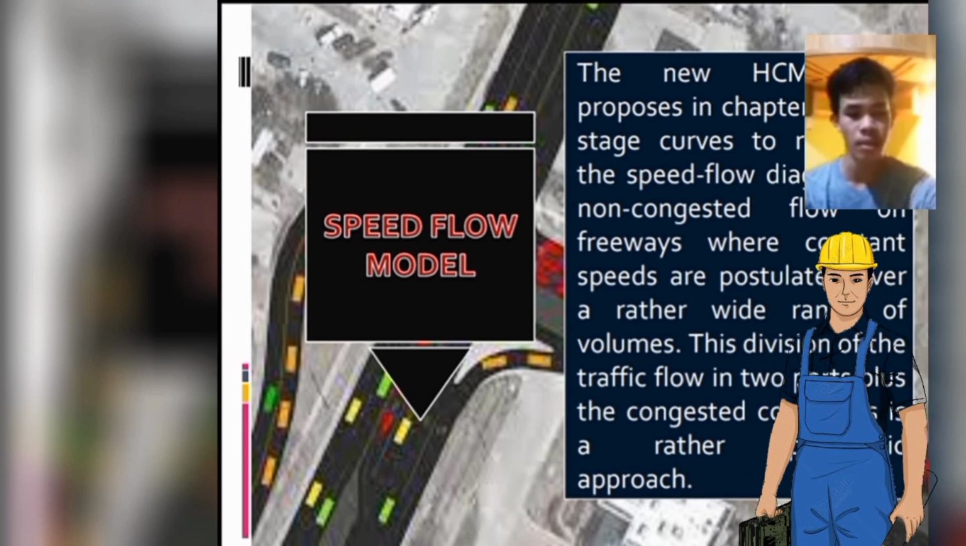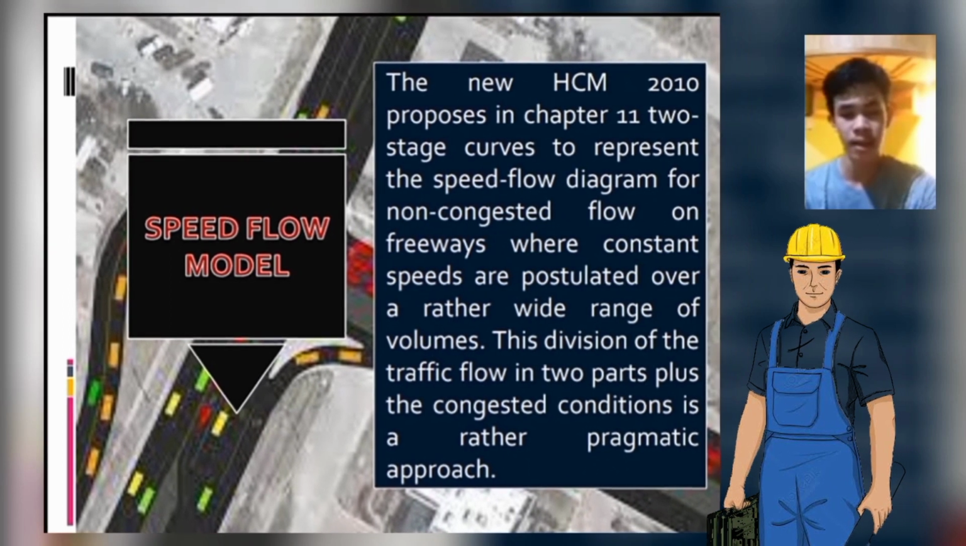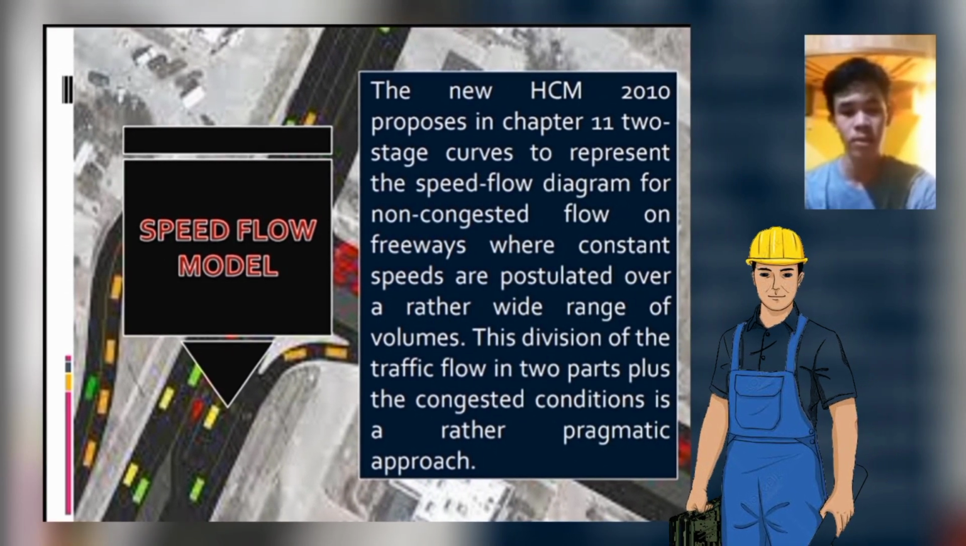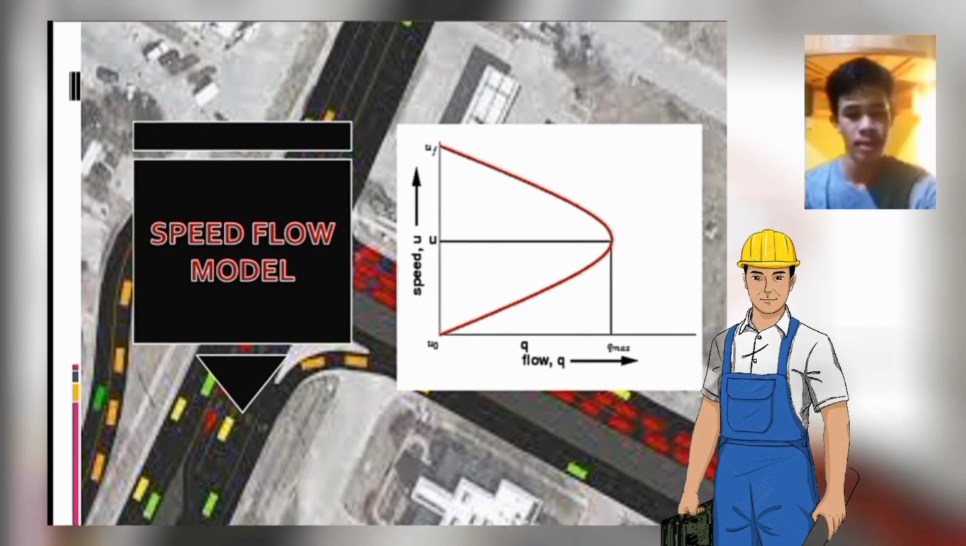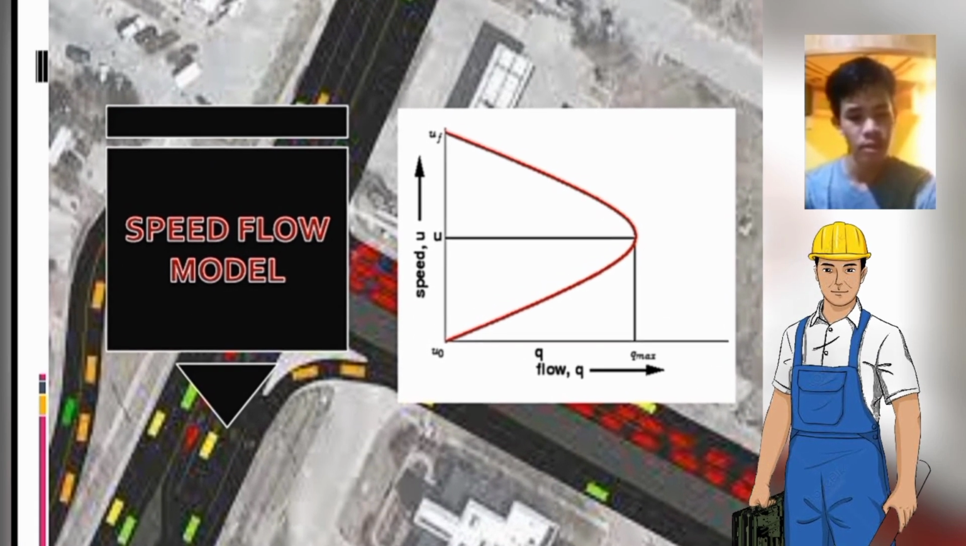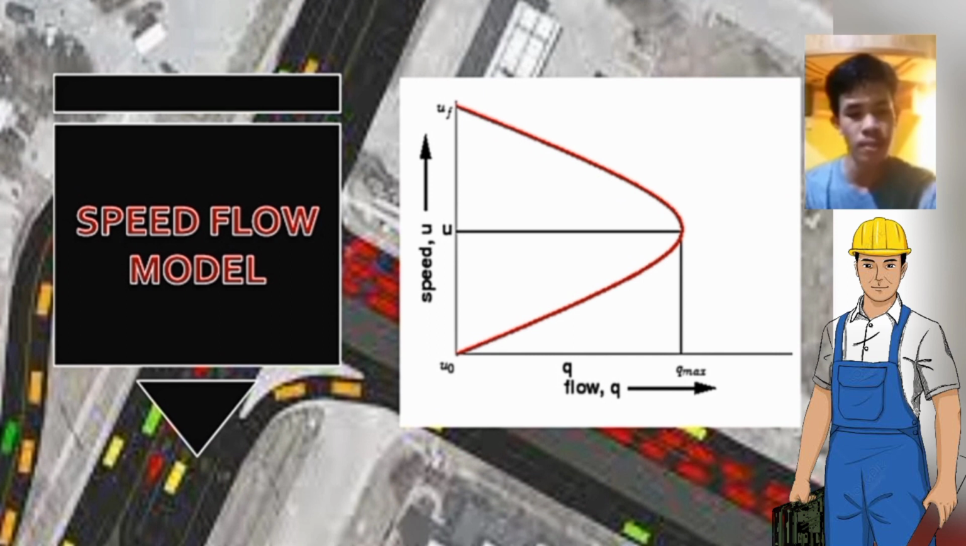And then the third one is the speed flow model. The new HCM 2010 proposes in Chapter 11 two-stage curves to represent the speed flow diagram for non-congested flow on freeways where constant speeds are postulated over a rather wide range of volumes. The division of the traffic flow in two parts plus the congested condition is a rather pragmatic approach. The figure shows that the speed flow model defined by this equation gives a parabolic function. It shows that two speeds are possible for flows up to the highway's capacity.